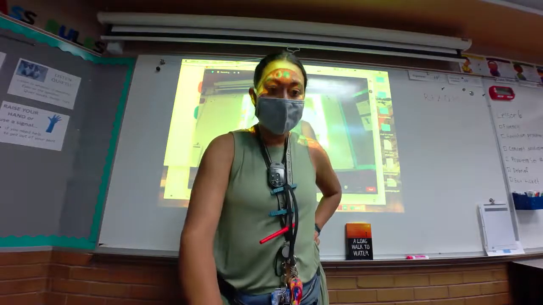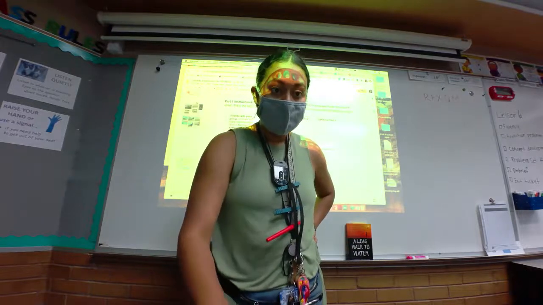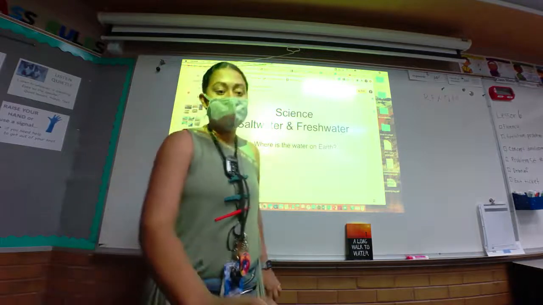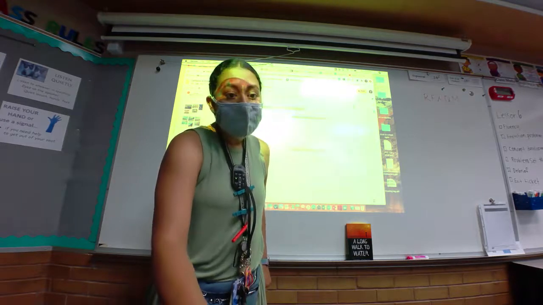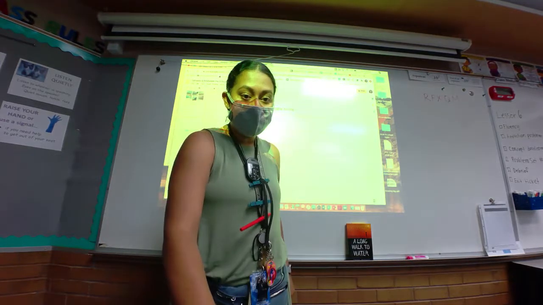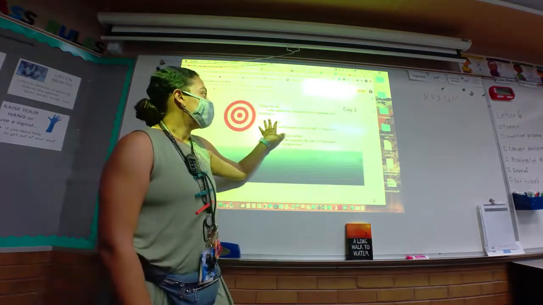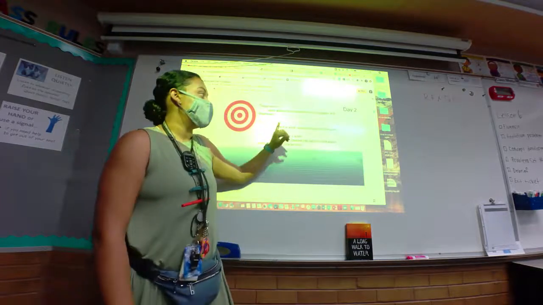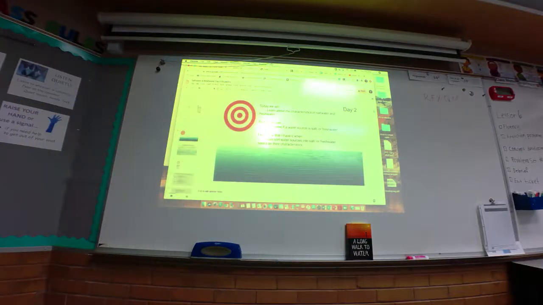Okay, so we're finishing up our science slides from Tuesday. So it should look like this one. This is science, saltwater, and freshwater. So remember we were talking about characteristics of saltwater and freshwater. So today we will learn about characteristics of saltwater and freshwater so that we can determine the source of salt or freshwater.